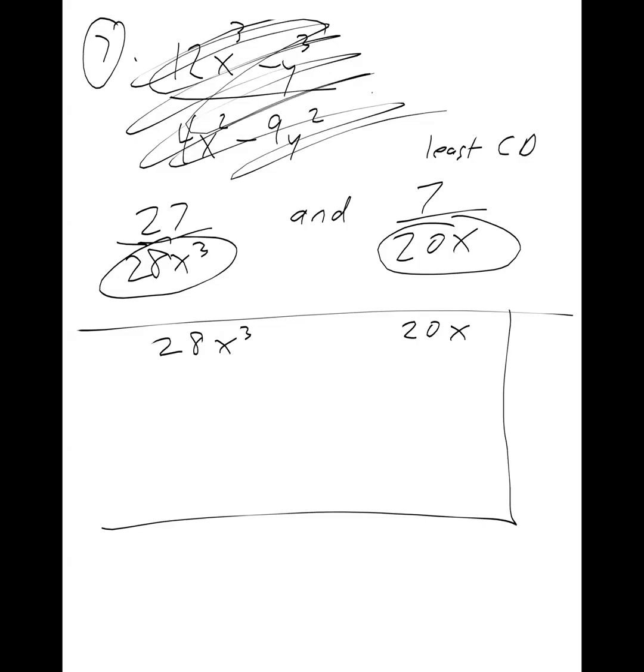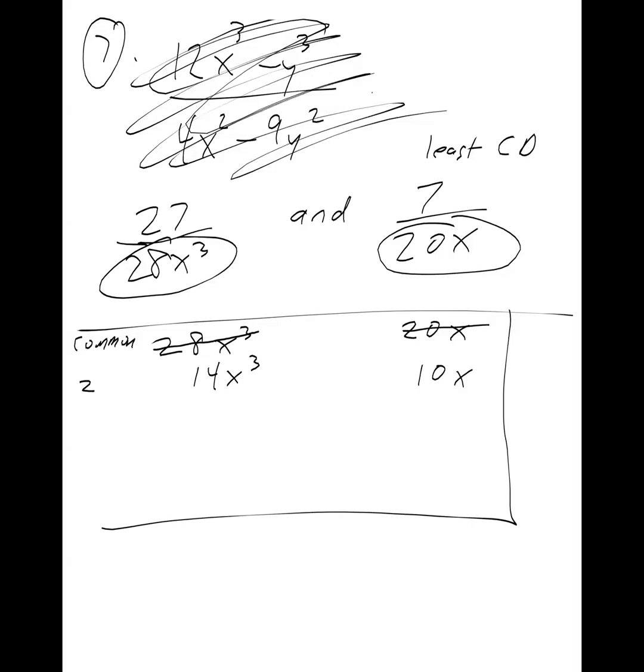2x. Let's just start with 2 first. So this is the common one. The common one is 2. Now divide them both by 2. So what do you get if you divide 28x cubed by 2? You have 14 left, right? And what do you get if you divide 20x by 2? Yep, exactly. And you have to keep going and see if there's anything else that's still in common.